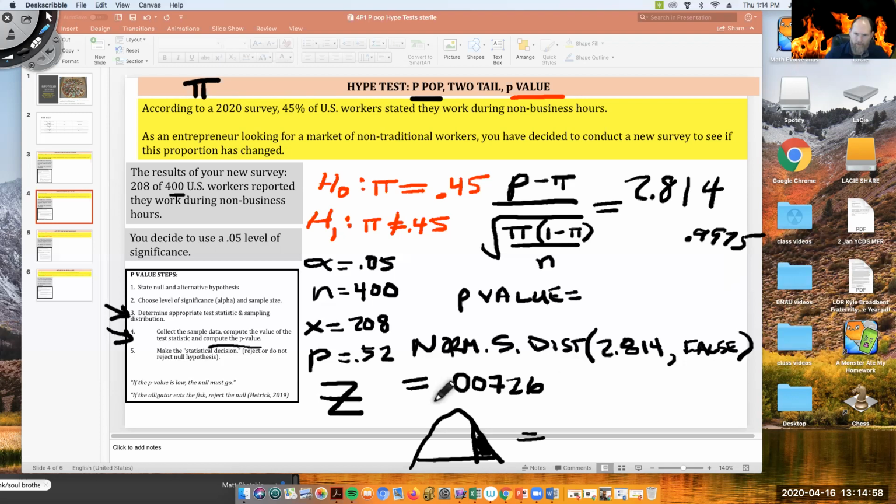Either way, this is not the p-value yet. What I have to do on a two-tailed test, and this is very important, okay, is I have to double this. All right. I have to double it to get the p-value. And when I do that, I get something like 0.015.